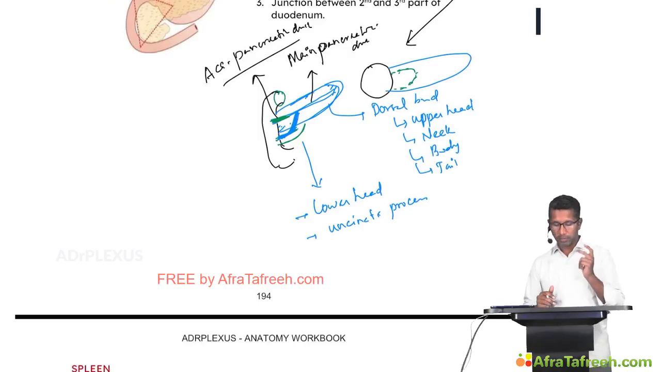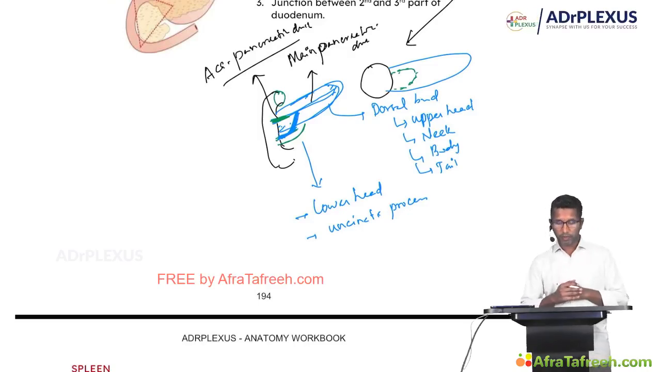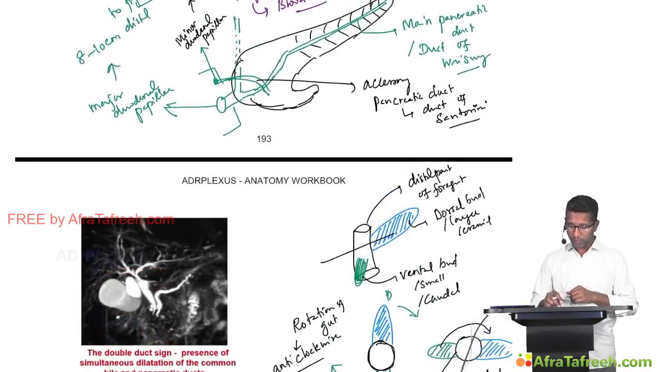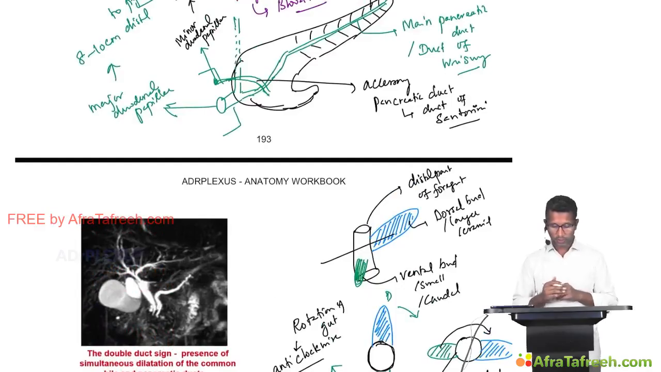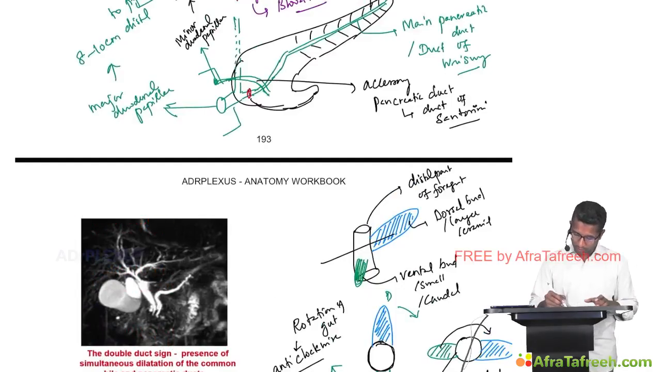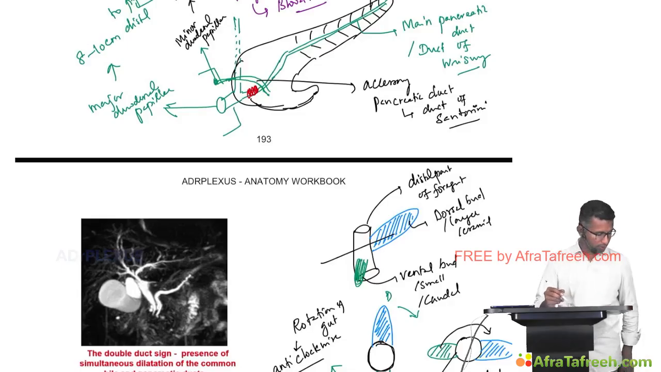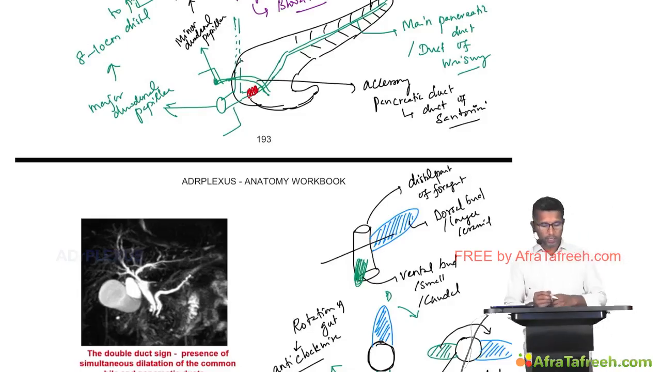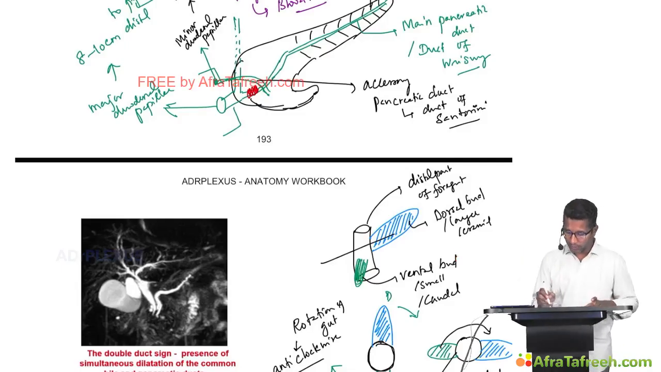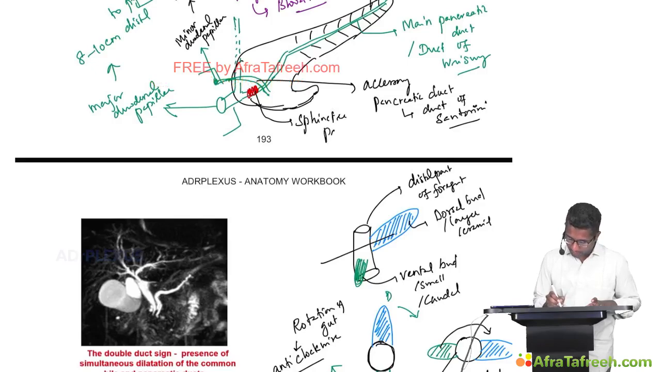So it develops from the ventral bud and the dorsal bud. Yesterday, when we were discussing this duct system, we also saw one important thing related to the duct. At the ends of the ducts, you have sphincters to control the secretions. The sphincter present at the end of the pancreatic duct is called the sphincter pancreaticus.